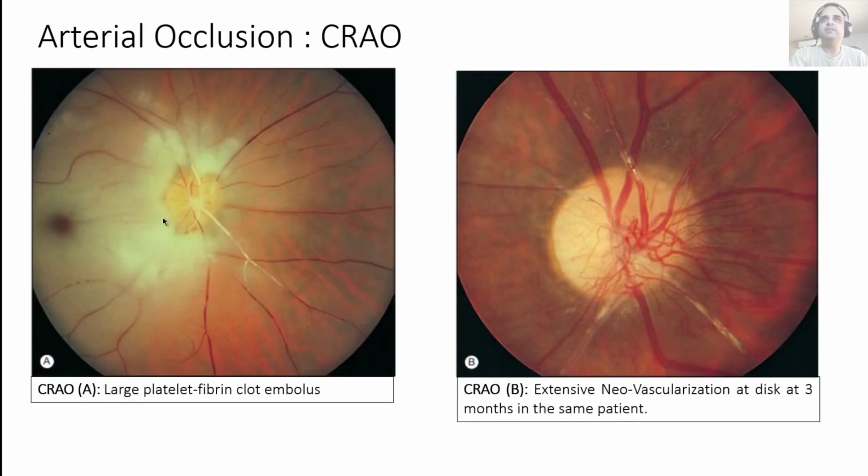This is again that clot, and this is the same eye 3 months later, and you can see extensive neovascularization, although the chance is 18%, it can still occur.